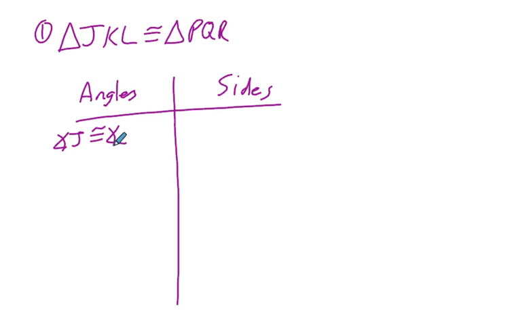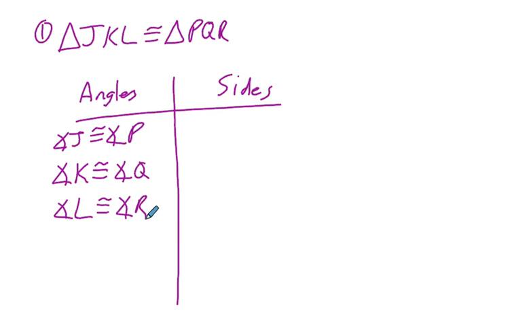We say angle P. Perfect. Okay. Angle K is congruent to angle Q, and angle L is congruent to angle R. And again, you just look at where they're positioned in the statement.